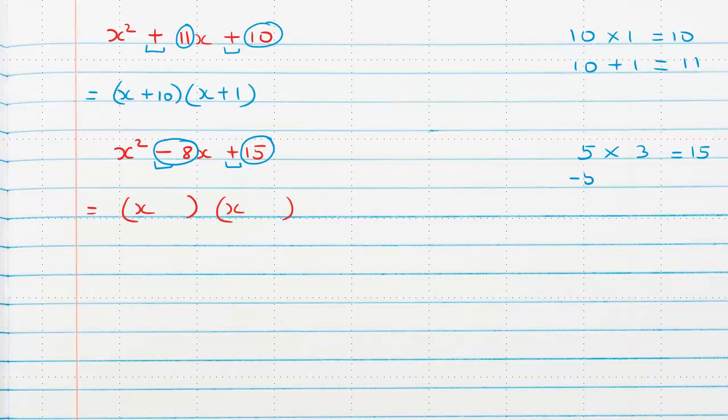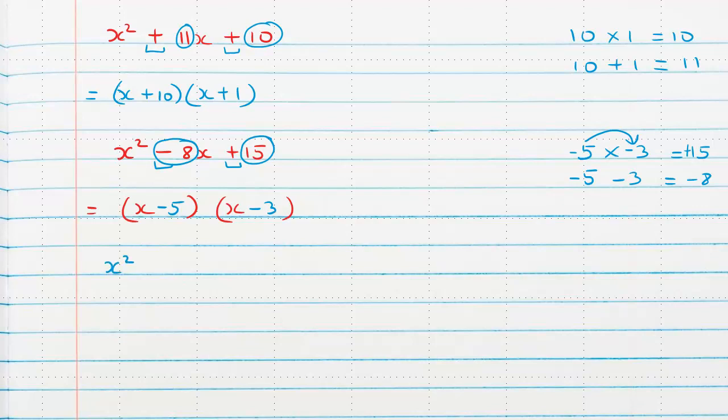So that should be negative 5 and negative 3. We get negative 8. So these numbers will be negative also. And when negative signs multiply with each other, we get a positive sign. So this one will be x minus 5, x minus 3. Okay, so don't get confused. Let's take a look at one more similar example.